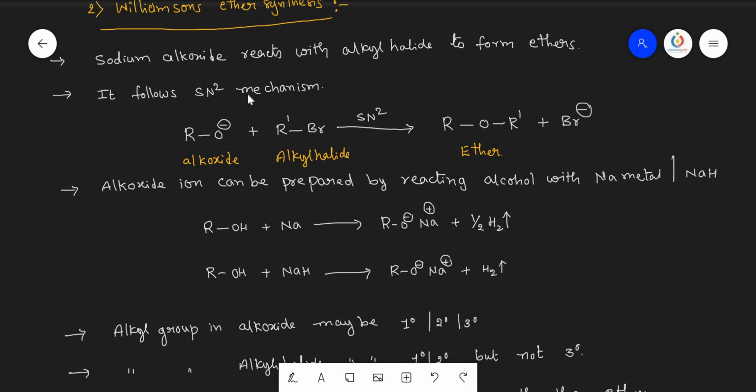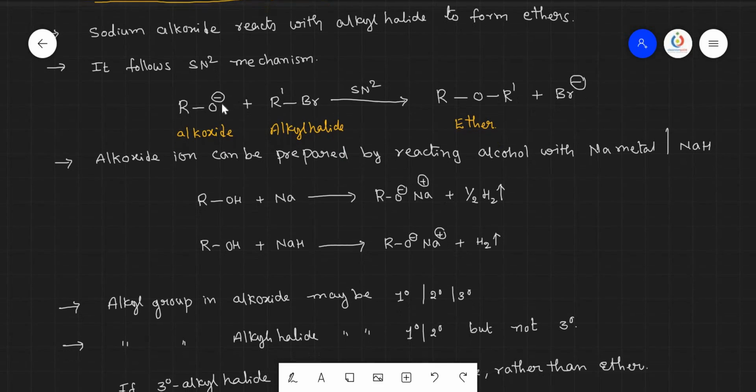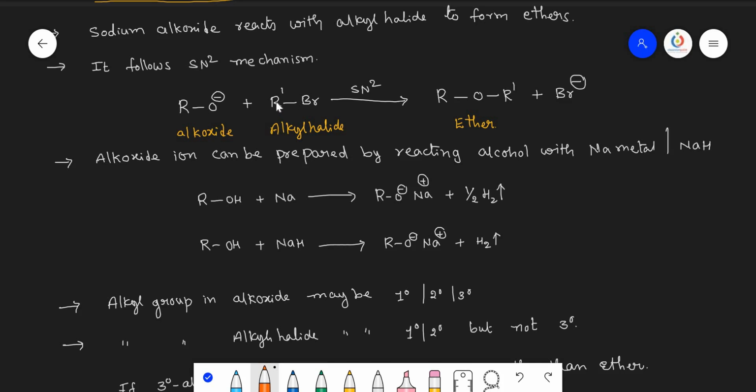Most of the ether reactions, either preparation reactions or chemical properties, follow the SN2 mechanism. So here this alkoxide ion acts as a nucleophile. It attacks the carbon part like this. You see, imagine this is the carbon, this is the bromine. Bromine being electronegative, the carbon gets the partial positive charge.